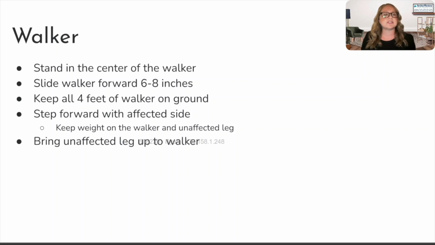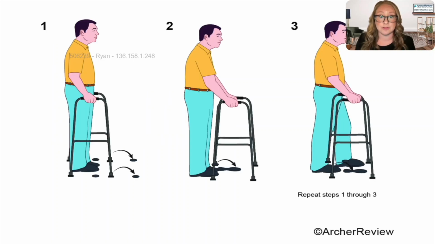So with the walker, step forward with that affected side, bringing it up to meet that walker. They're keeping the weight on the walker and the unaffected leg. So when I say unaffected, I'm talking about the good leg. If they've had a stroke with right-sided weakness, their left side, their good side, is that unaffected leg. So we're going to go walker, bad leg, good leg. Walker, bad leg, good leg. Let's look at what that looks like.